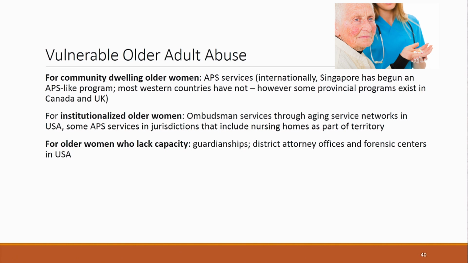For institutionalized older women, there are ombudsman services in the US through aging service networks that are placed in nursing homes that are mandated to serve as the voice of older people. And some APS services are in jurisdictions that allow APS workers from the community to go into nursing homes. That's not really the norm. And for older women who really lack capacity, guardianships can be helpful. They can be abused, but they can also be protective as well.